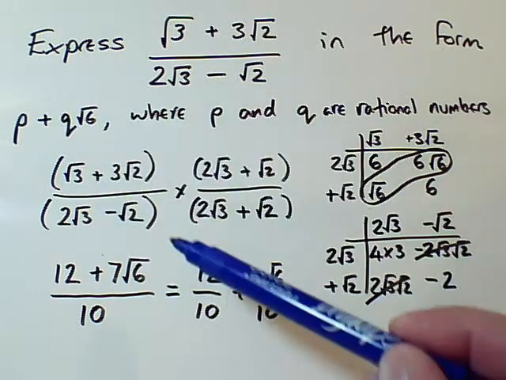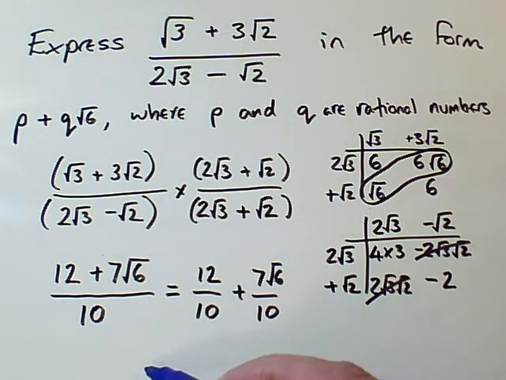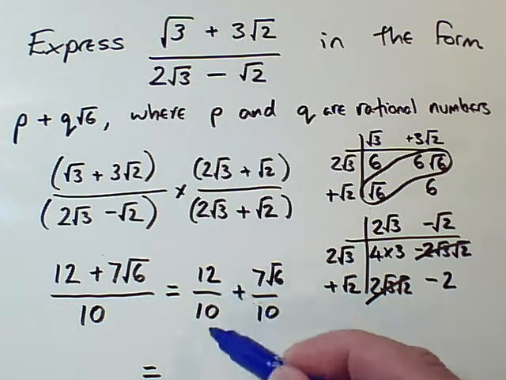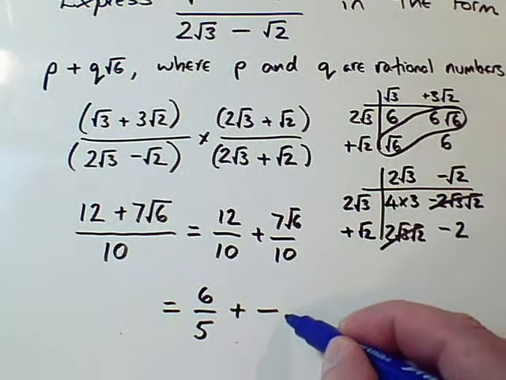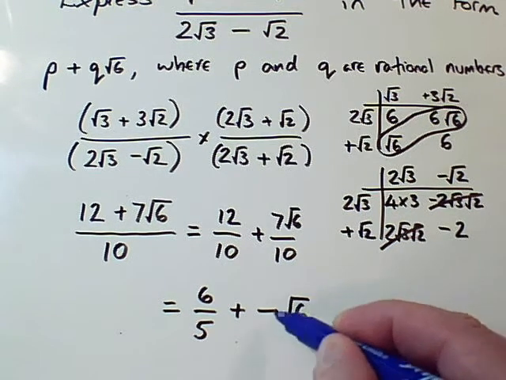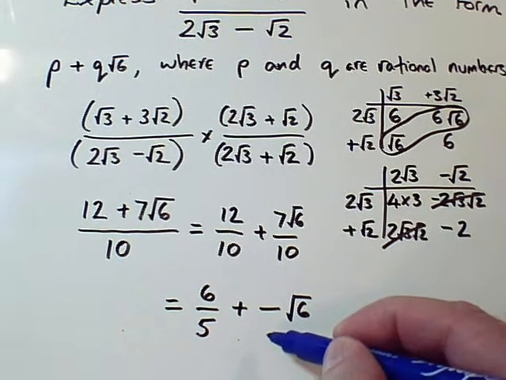So my p is going to be 12 over 10. Now I can see that simplifies to, I can divide top and bottom by 2, so that's 6 over 5. So my p term's all right. For the q term, I need to write this as a fraction times root 6. So that's not a minus sign. I'm going to fill in top and bottom of a fraction.